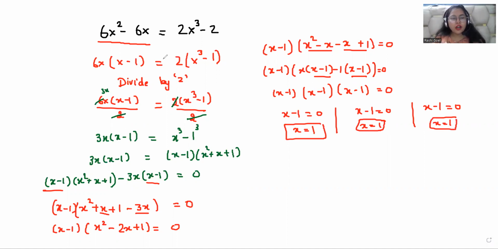So if you put x equal to 1 in this equation, you get the LHS equal to RHS.